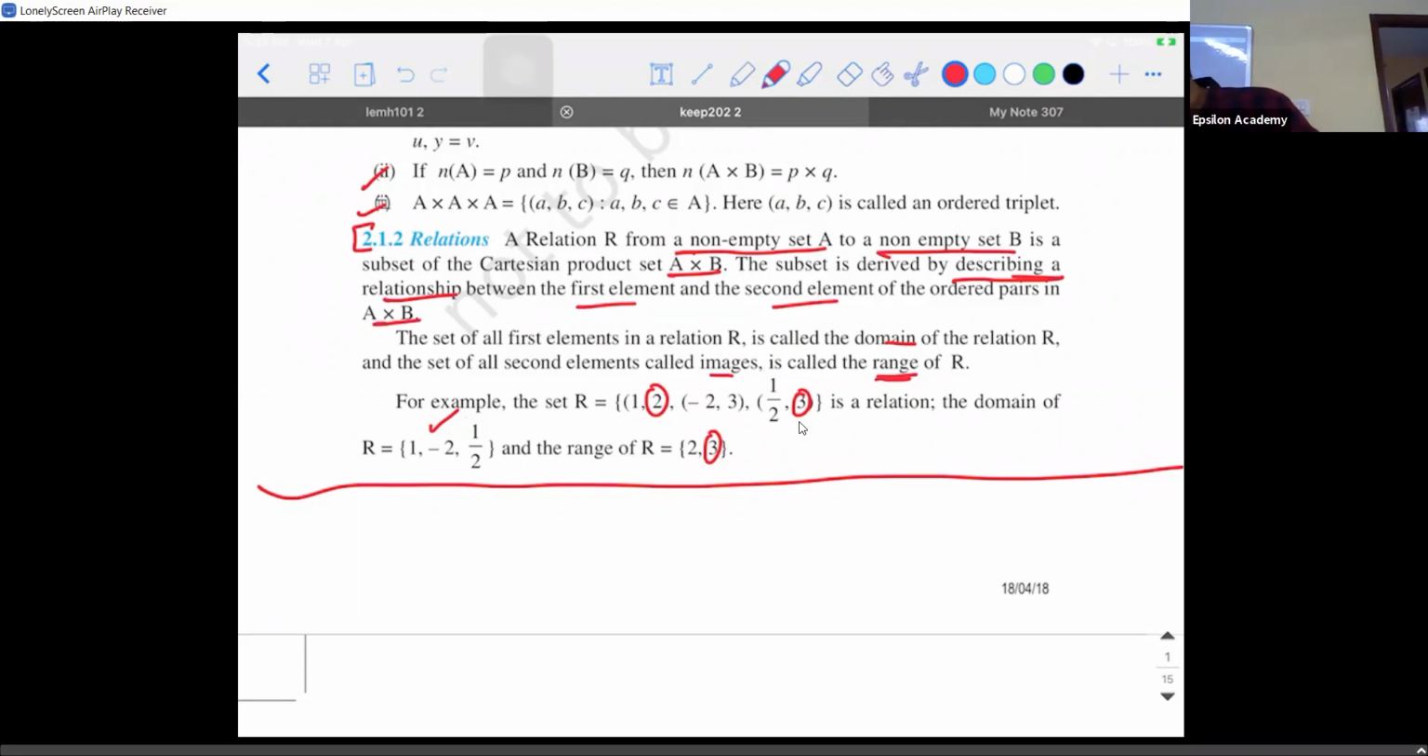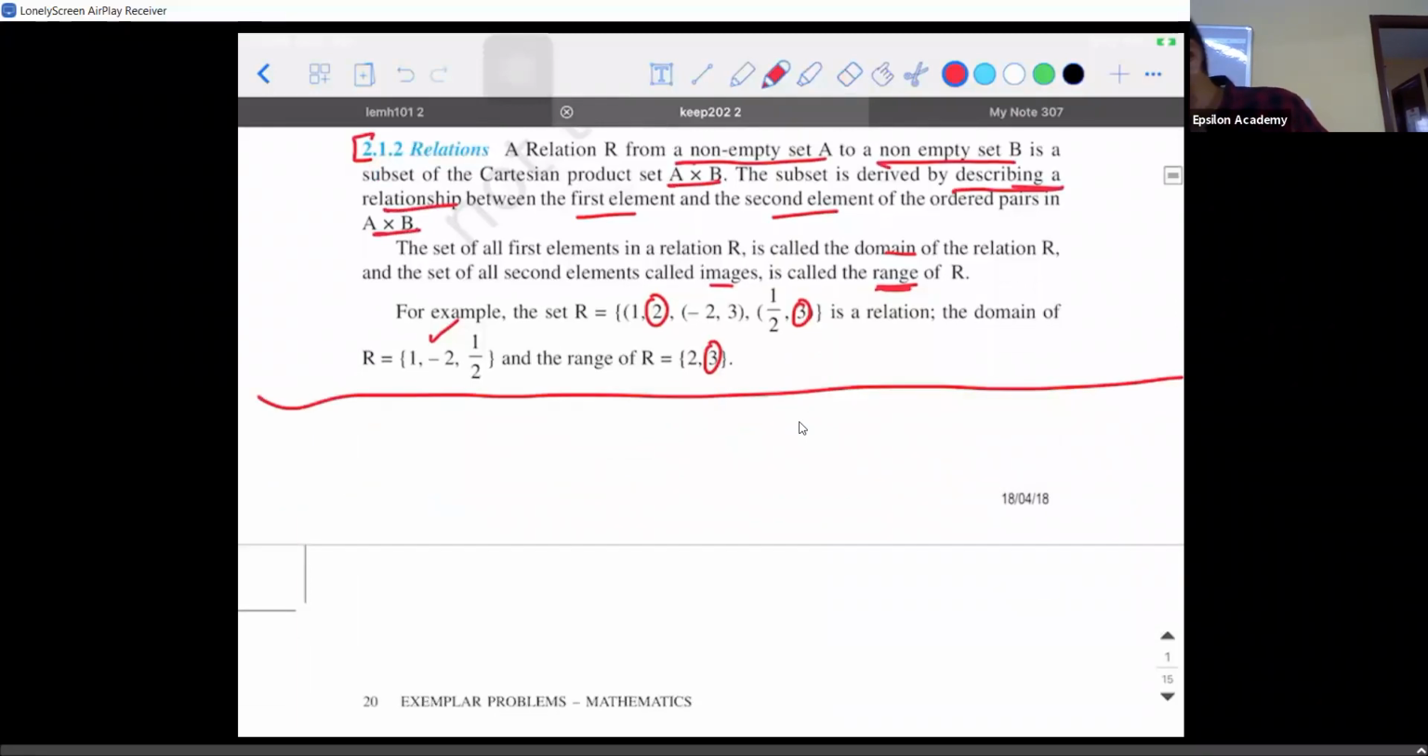So this is an important point. The set of all the first elements in R is what we call the domain, and the set of the second elements are called the images. That is what we call the range also. Generally, set A is called the domain, set B is called the codomain set. But all the elements that appear in the output are called the range. Are you able to understand the difference?